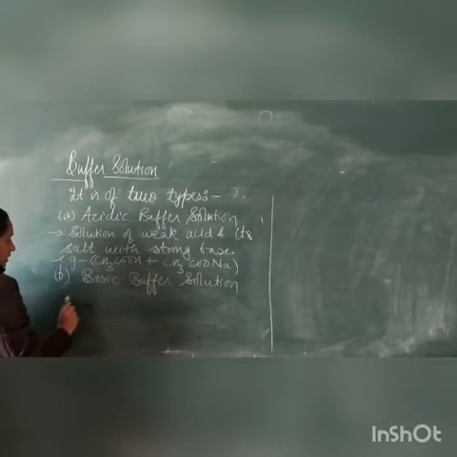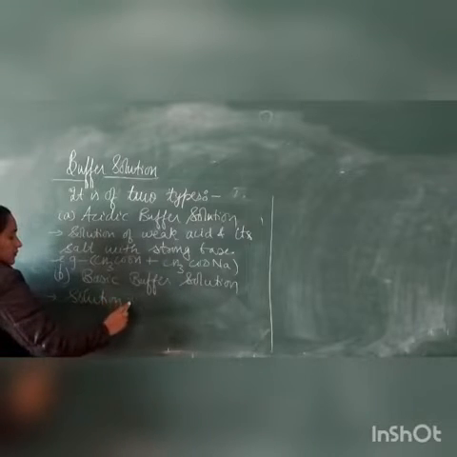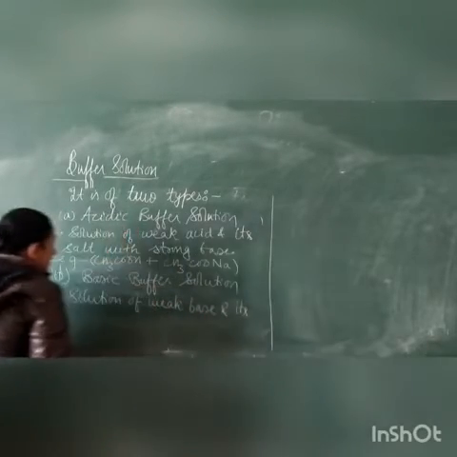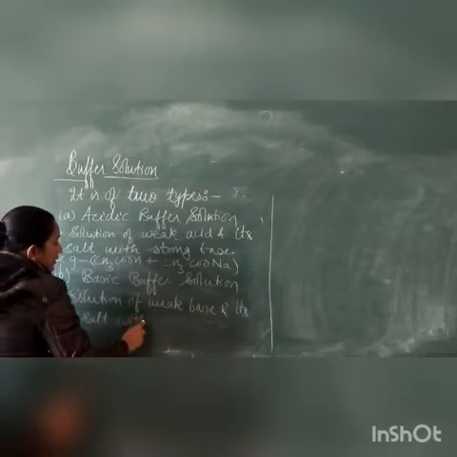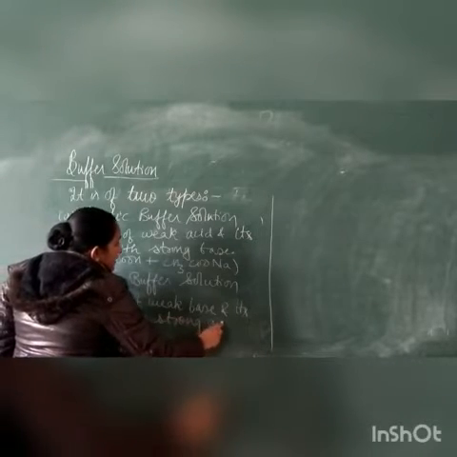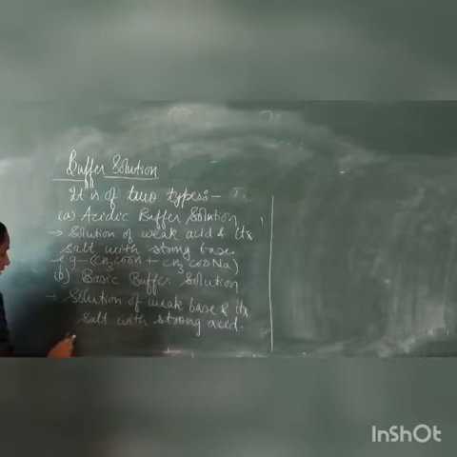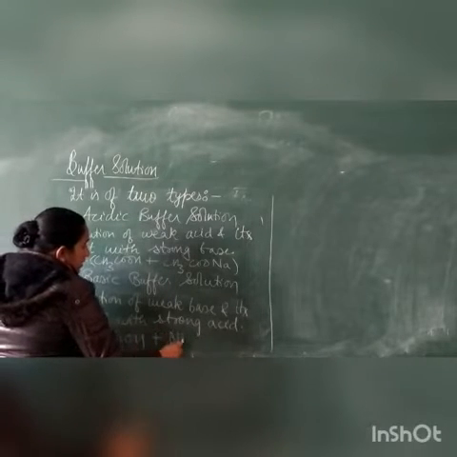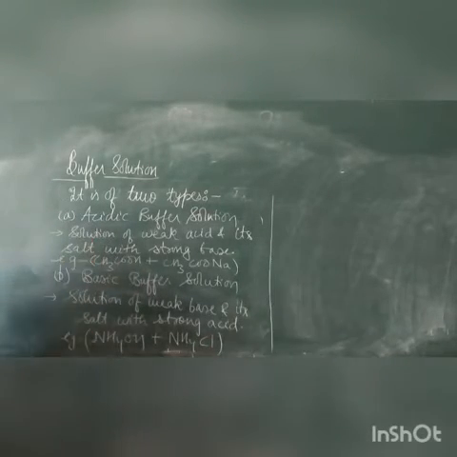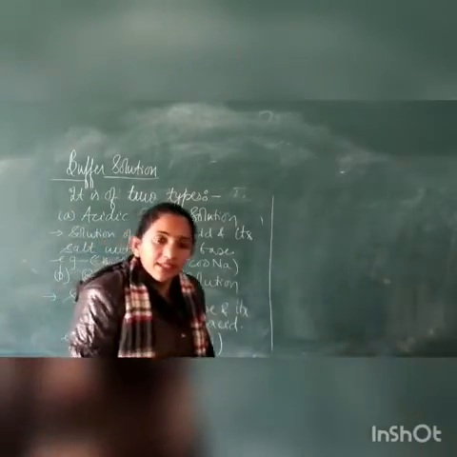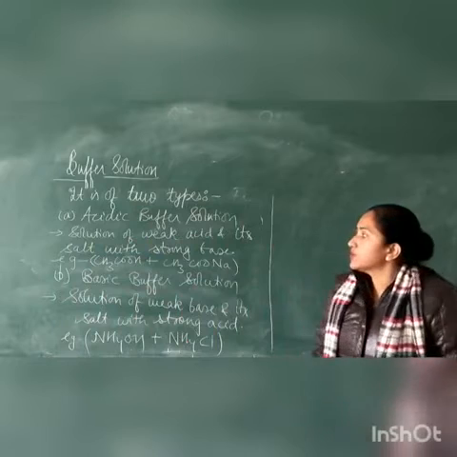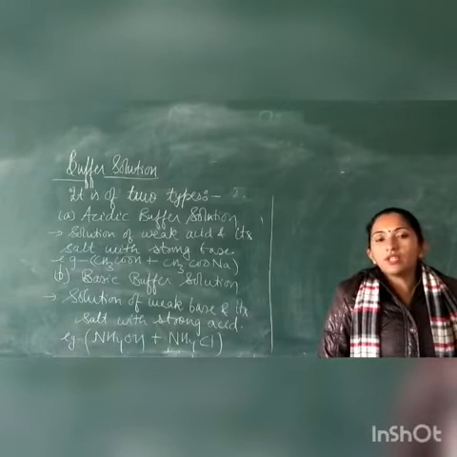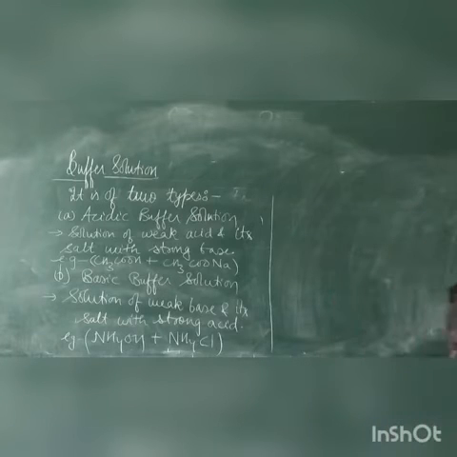Similarly, student, basic buffer solution, the solution of weak base and its salt with strong acid. So, example here, student, is we can take ammonium hydroxide, which is a weak base, and its salt with strong acid. Now, student, these are the two types of buffer solution, acidic buffer solution and basic buffer solution. Next, students, we will discuss how these solutions retain their pH. That is the buffer action of acidic buffer solution and the buffer action of the basic buffer solution.